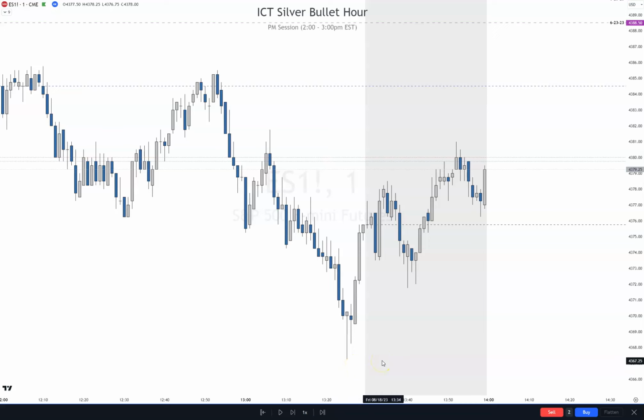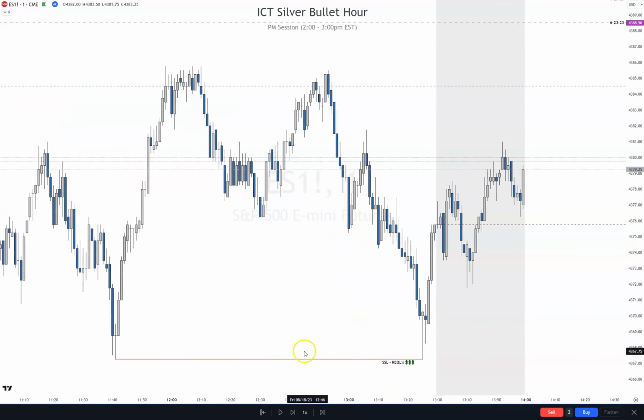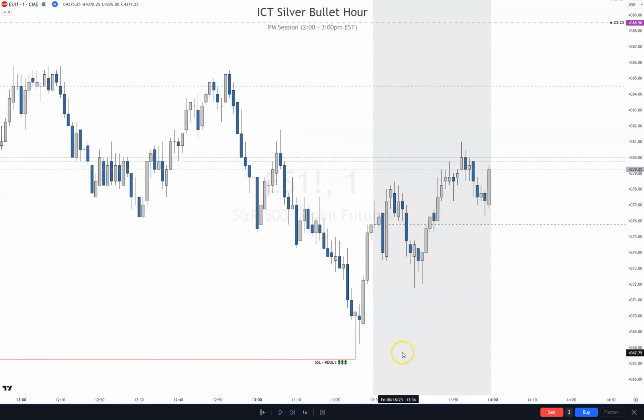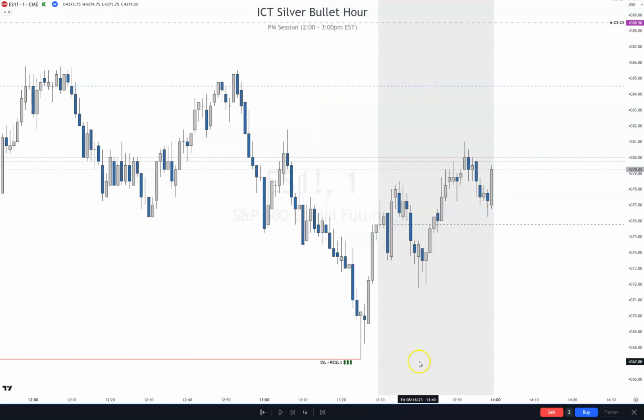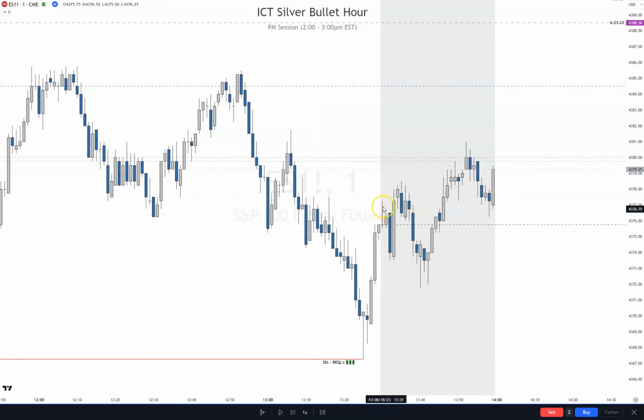Today I want to go over the PM Silver Bullet on Friday, August 18th. So let's get started. Let's see what we see first. We have some relatively equal lows. Sell side liquidity right here. So normally when I see that, I'm looking for them to be traded back through at some point, but it is a great way to generate liquidity. So right now, for me, I need this to be broken for a market structure shift to go higher.